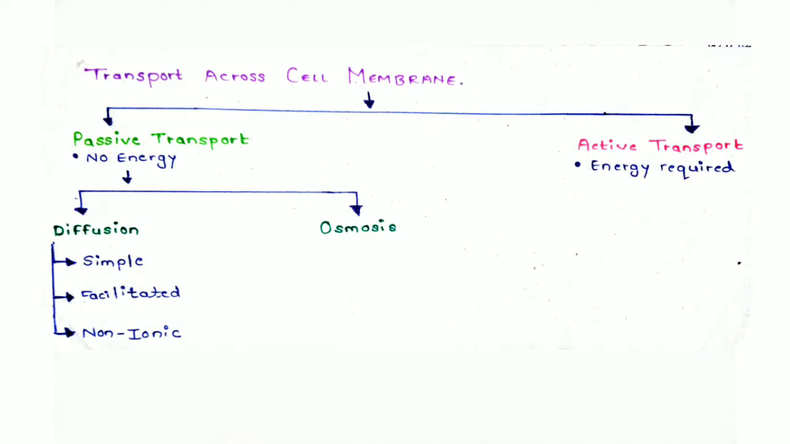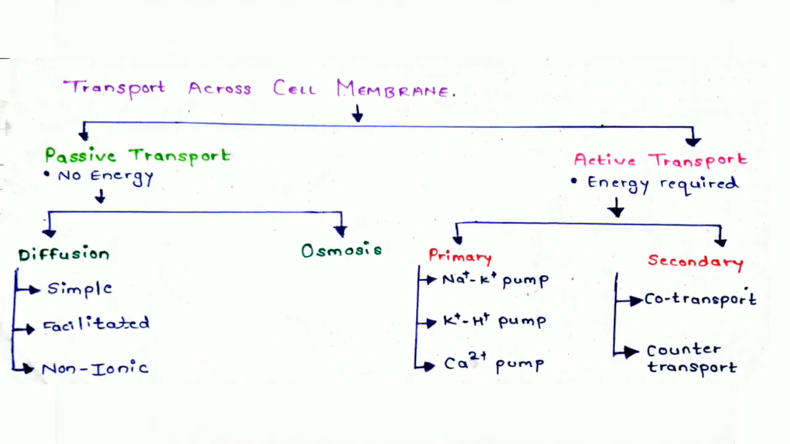Passive transport is subdivided into two parts. First is diffusion and second is osmosis. Active transport is subdivided into primary active transport and secondary active transport. In primary active transport, indirect use of energy takes place, that is pumps. We are going to discuss three types of pumps here: sodium potassium pump, sodium hydrogen pump, and calcium pump. In secondary active transport, direct energy is used. The subtypes are co-transport and counter-transport. We'll discuss this flowchart in brief in a while.